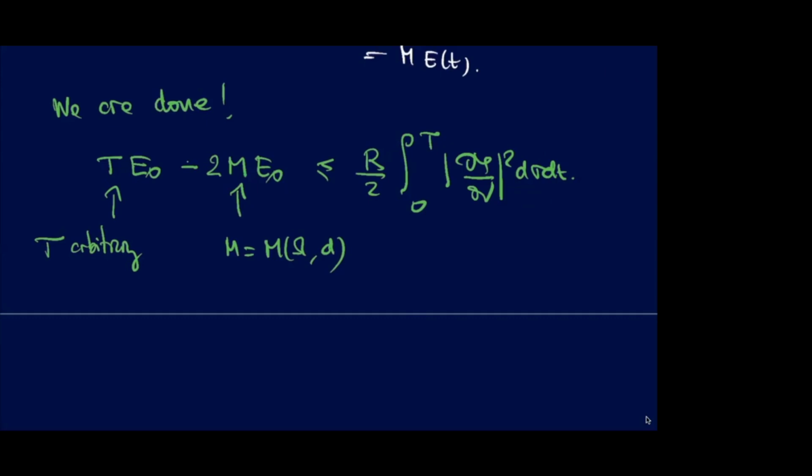But here I see a competition. I see a T term and I see another term with a negative sign. So what can I do in that case? Do you have any suggestion? What could I do? Yeah, make T big, large. Thank you, Ma.